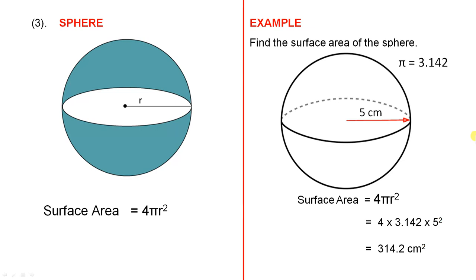So this video has shown us how to find the surface area of a cylinder, a cone and a sphere. We've been given the formulas for each of those surface areas, and once you use your calculator, it's quite a straightforward procedure.